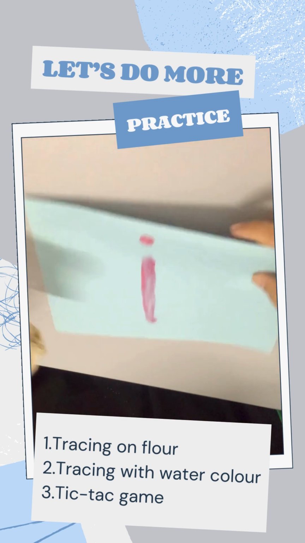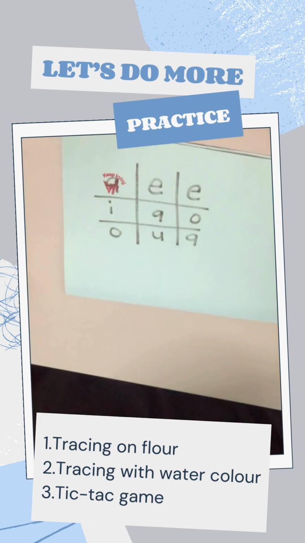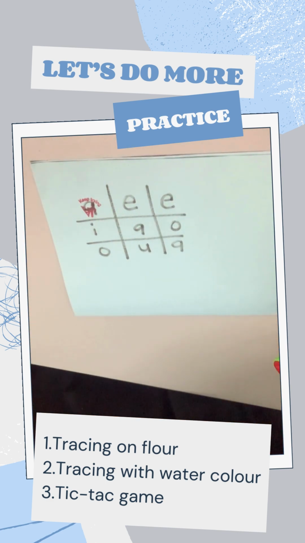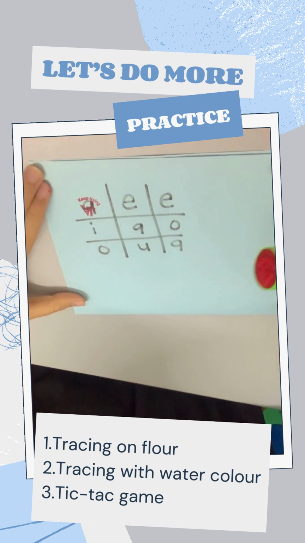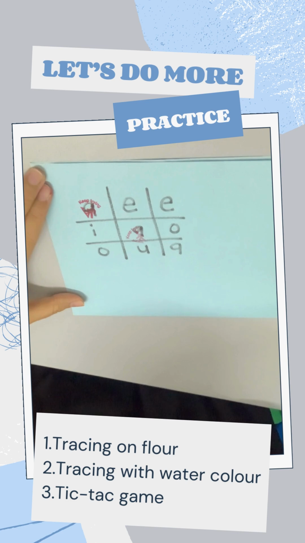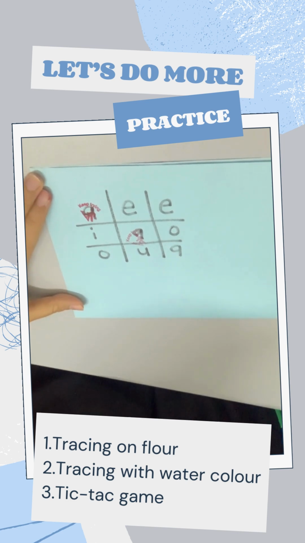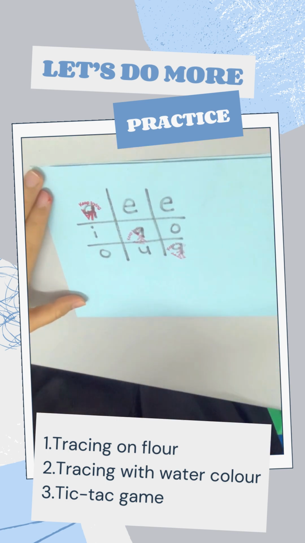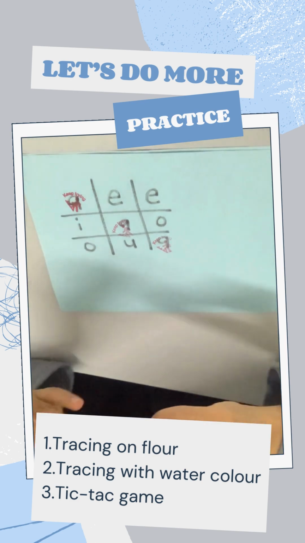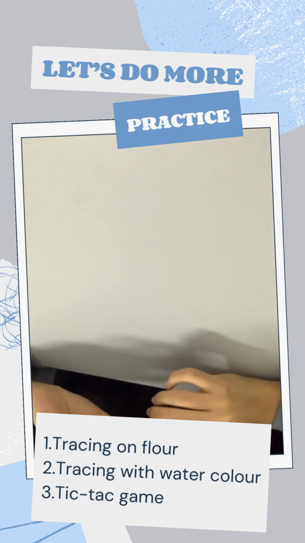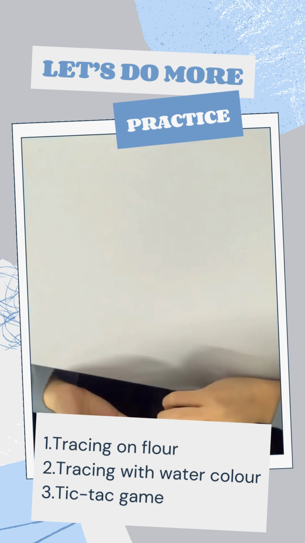Other than that, we can also make a tic-tac-toe game. For instance, I say that I want A, and then let the children chop the A, and then see some more. Where's E? A for here. Chop again. So those are a few more example practices for recognizing the alphabet.